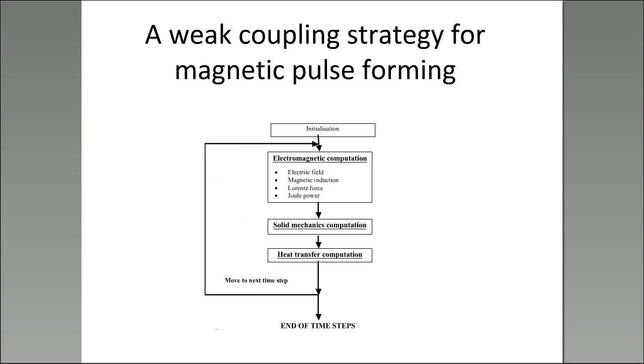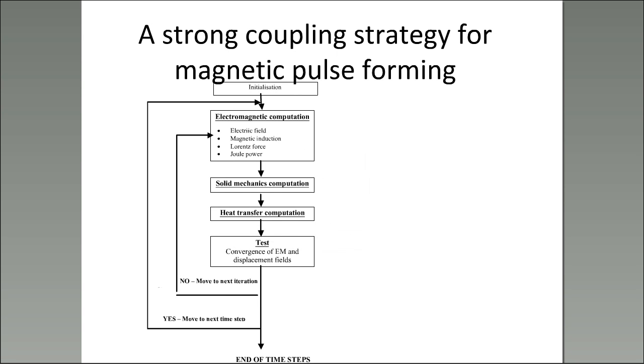Now what we call a weak coupling strategy, for instance for magnetic pulse forming, is a bit different. It means that in that case, we solve at each time step the electromagnetic computation, then the solid mechanics computation, because some deformation takes place, and also the heat transfer computation. But we do it only once, meaning that we do not try to be consistent at each time step between the electromagnetic problem, solid mechanics, and heat transfer. And we do this until the end of the time steps.